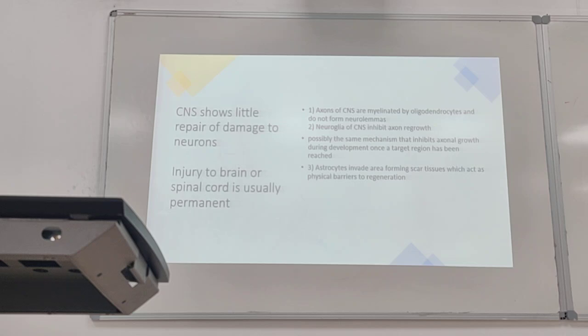MCQ. What? MCQ, the last one. Yeah, of course, that is done. Axons of the central nervous system are myelinated by oligodendrocytes and do not form neurolemma.